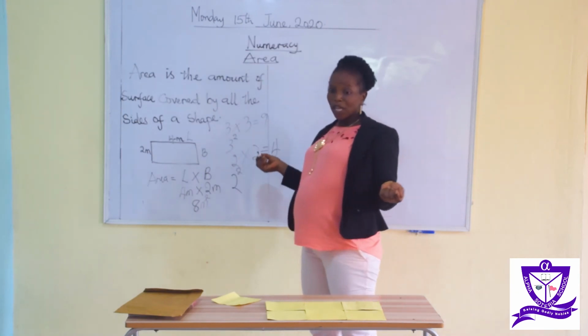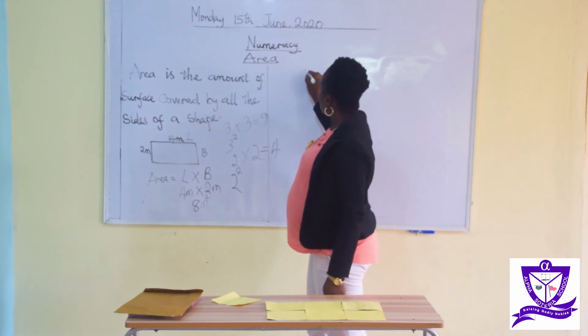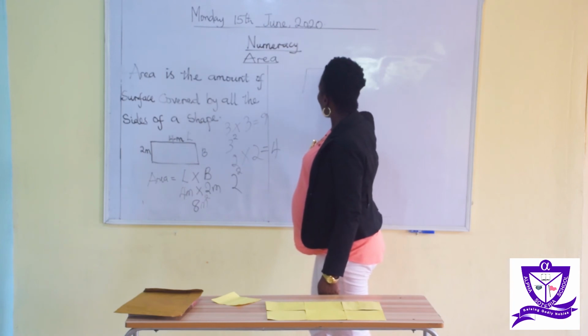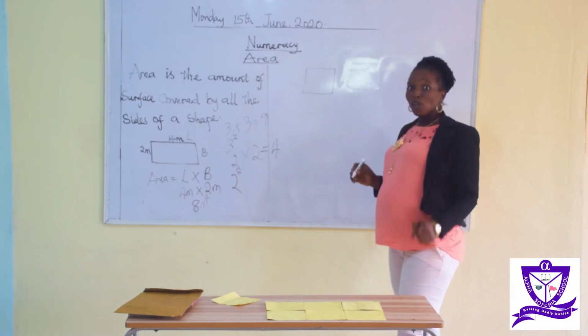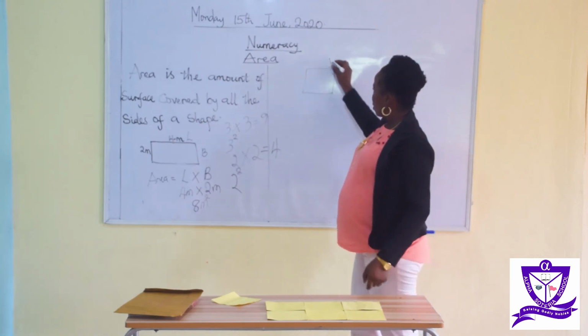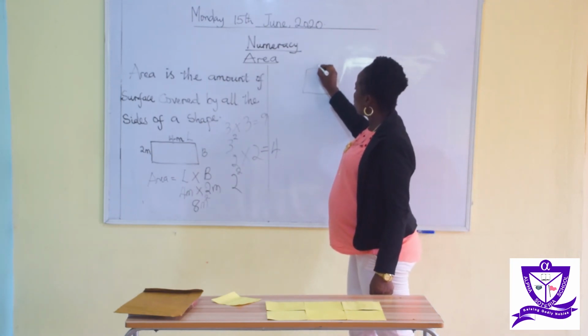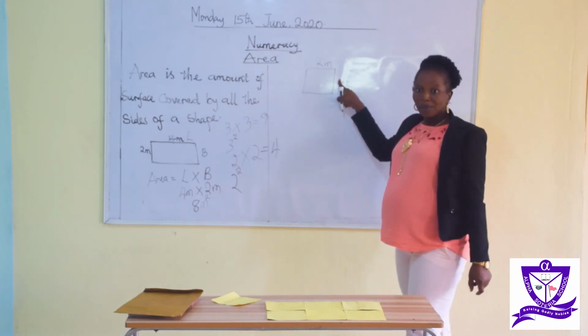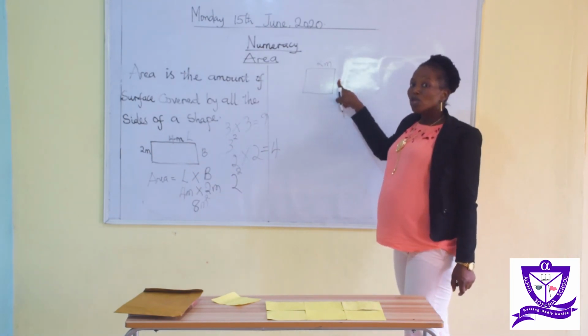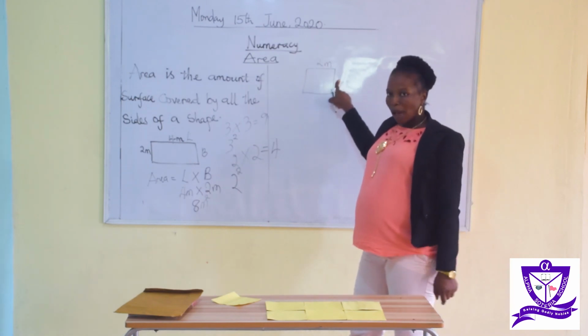What if we have a square? What if it's a square? Okay, don't forget that a square has 4 equal parts. So if I'm given only the length, if this is 2 meters, what will the breadth be? It will also be 2 meters. Are we together?